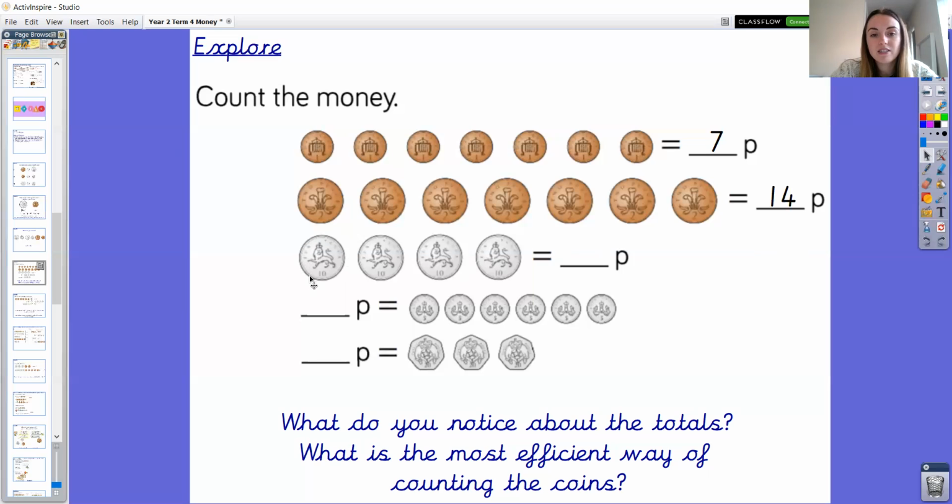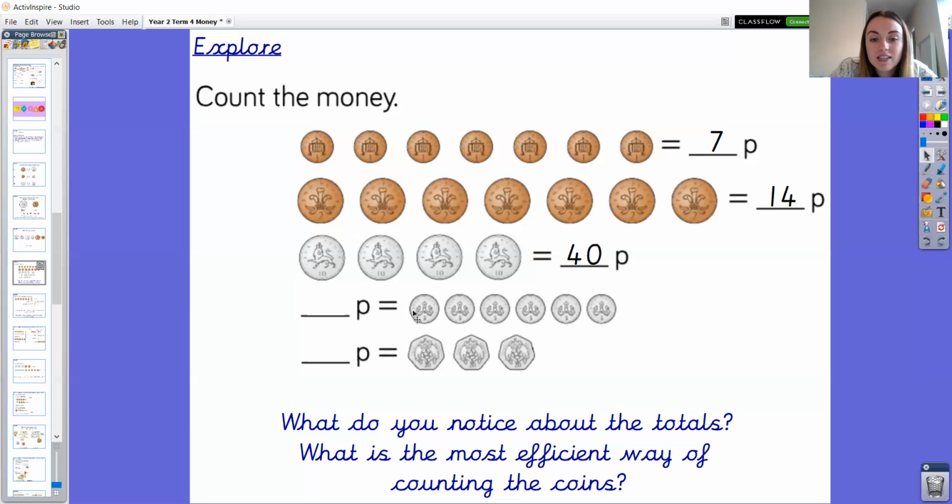Brilliant. Okay, and this next question here, I can see that there are 10p coins. So we're going to count in our tens, Year 2. You ready? 10, 20, 30, 40. There is 40p. Well done. You might have looked at this as 4 lots of 10. 4 times 10 and use that multiplication fact to help you.